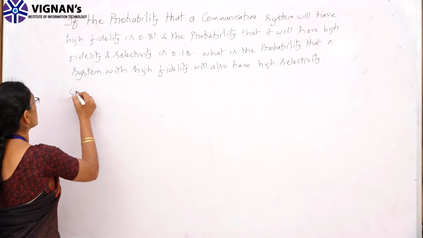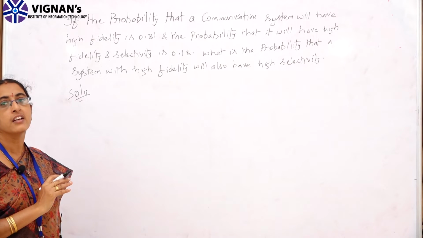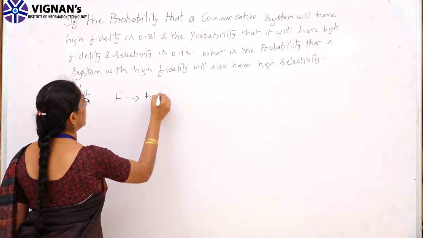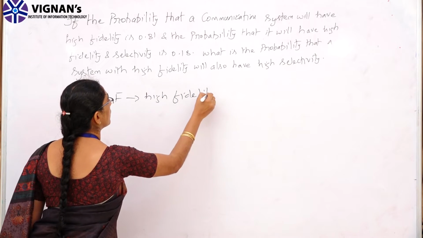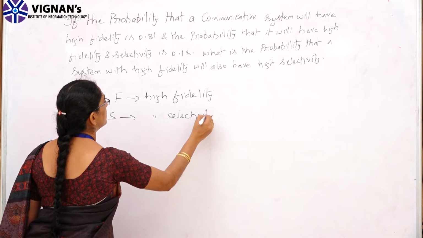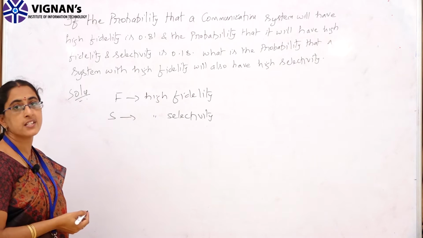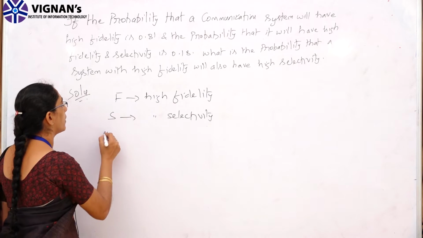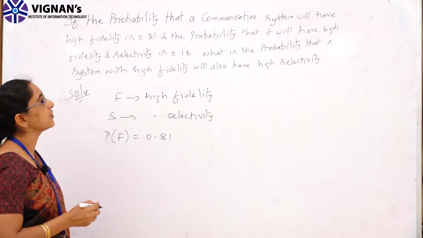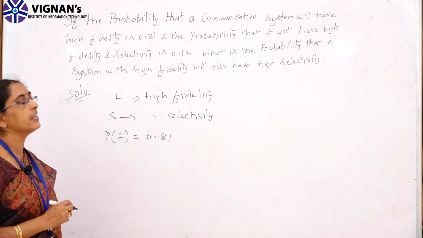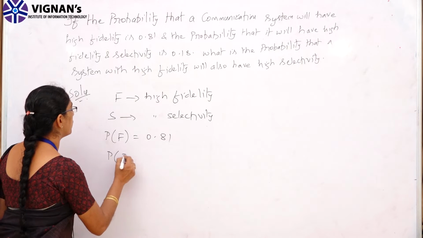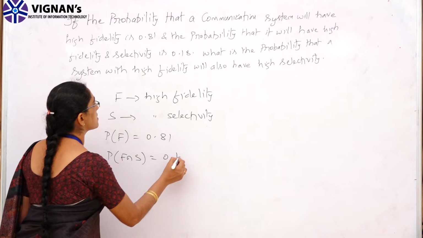So if you come to the solution here, we have a system with high fidelity and high selectivity. Let F represent the high fidelity here and S represent the high selectivity. Then clearly it is given that the probability that a communication system will have high fidelity is 0.81, that means probability of F is 0.81, and the probability that it will have high fidelity and selectivity is 0.18, means it has both the fidelity and selectivity. So probability of F intersection S is given as 0.18.